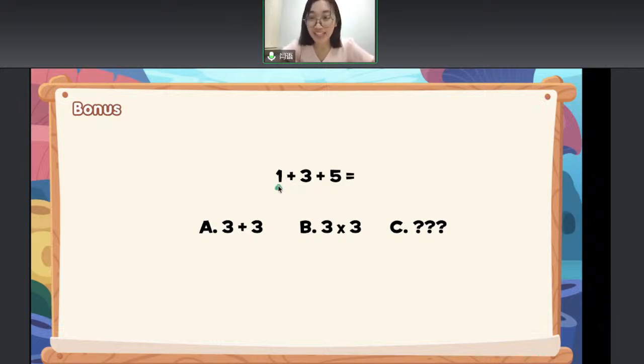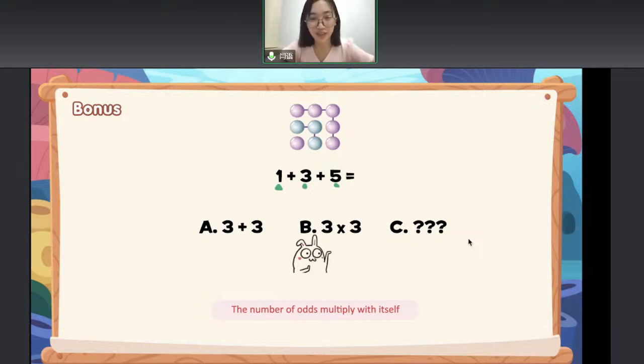Yes, the first number is starting from 1. And all of them are consecutive odd numbers. We have 1, 2, 3. So it should be what? 3 times 3, okay? That is the number of odds multiplied by itself.